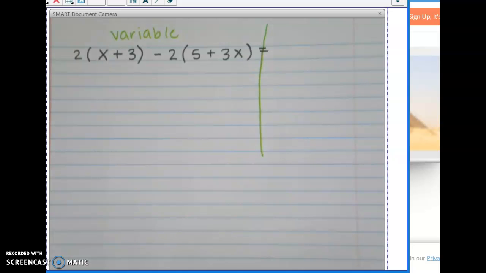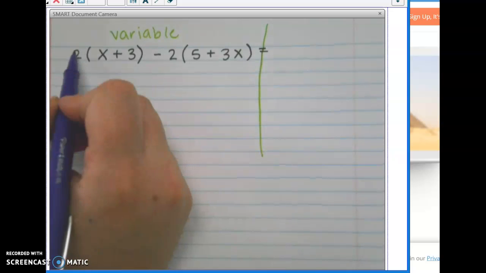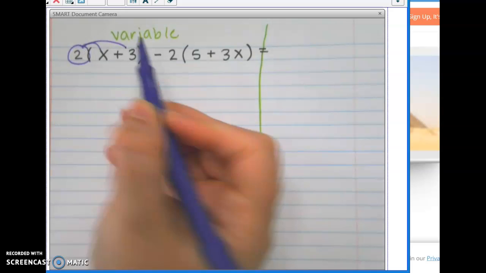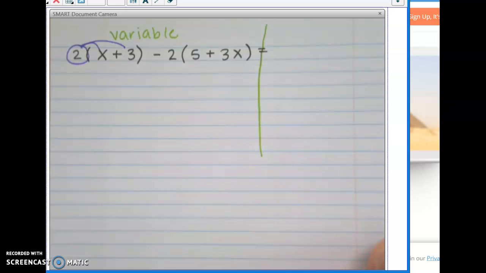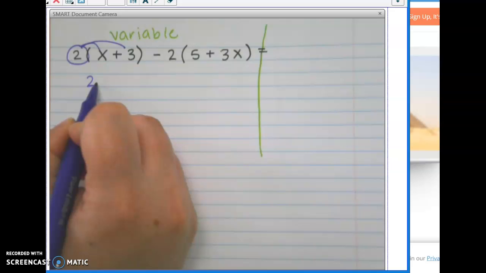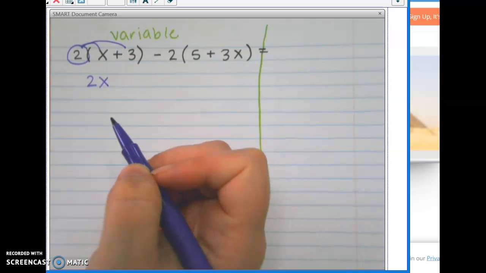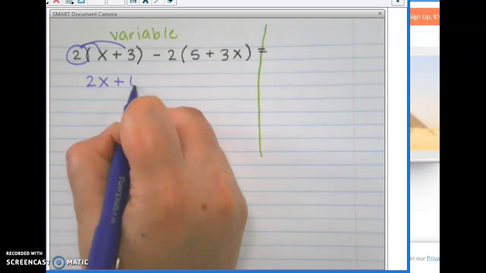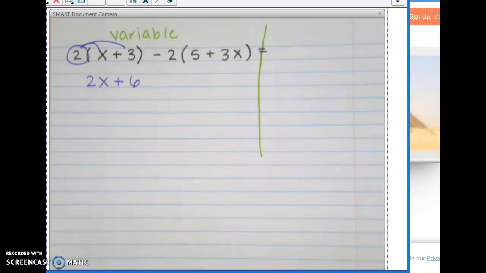So I have two groups of parentheses, so I'm going to have to distribute and combine like terms before I do anything else. So this 2 needs to get multiplied to those two terms. So 2 times x is 2x. 2 times 3 is 6. So that first group is going to become 2x plus 6.